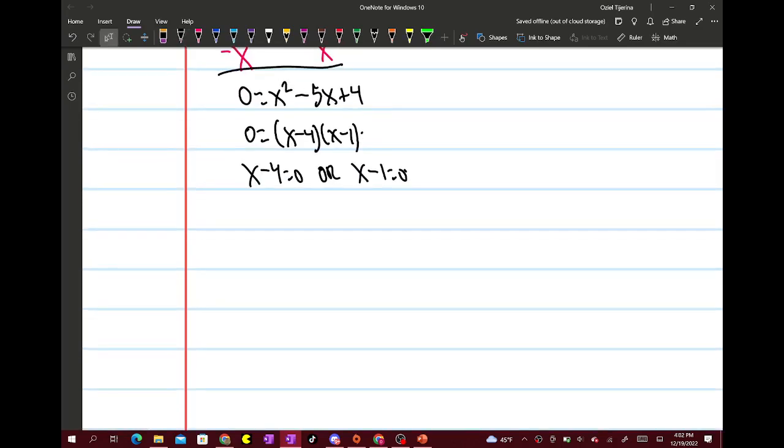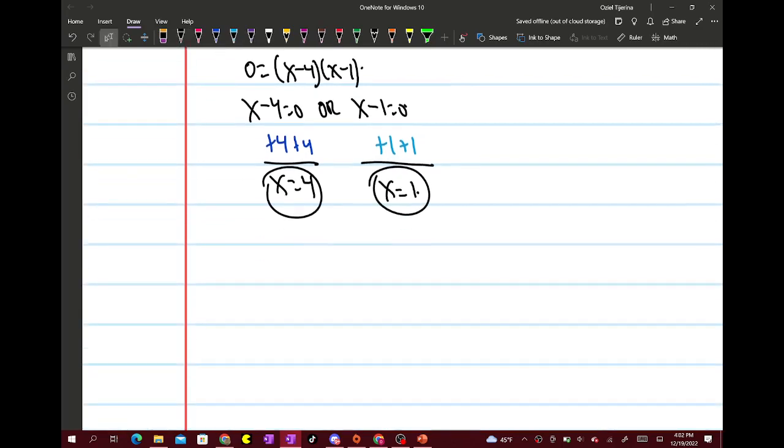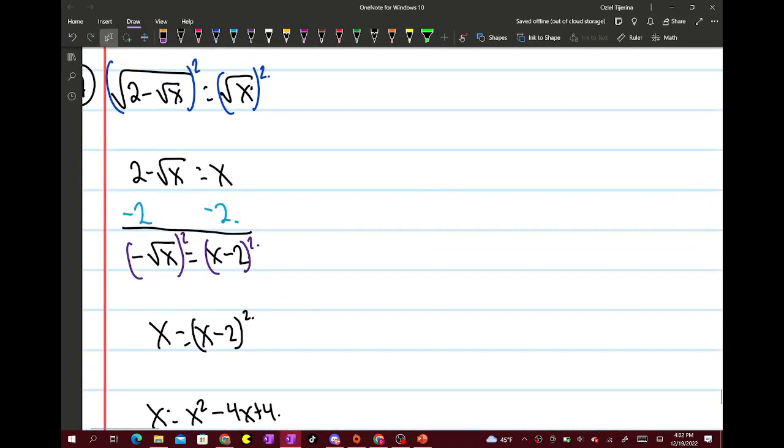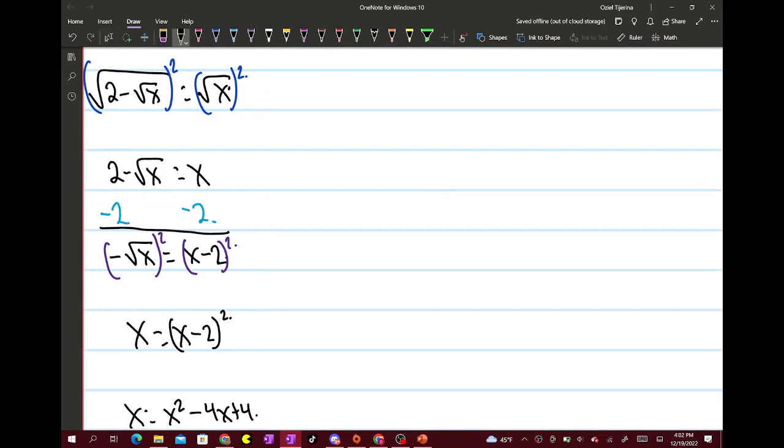So then you would add 4 to both sides, get x equals 4, and then over here you would add 1 to both sides, and you would get x equals 1. So these would be your two solutions. Now, like I said, you always have to make sure and check it.